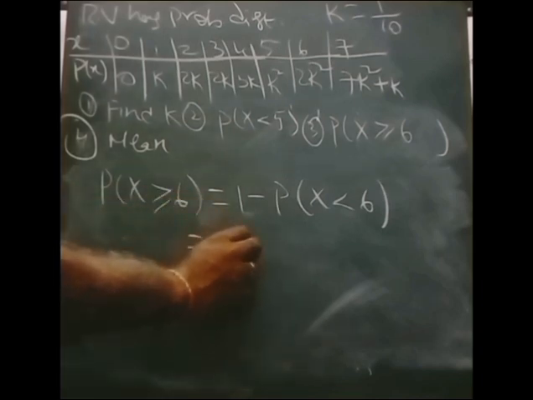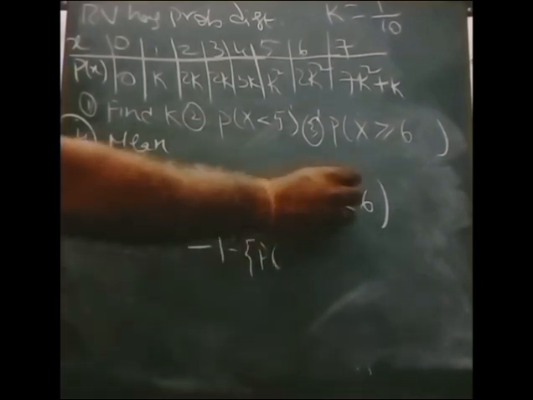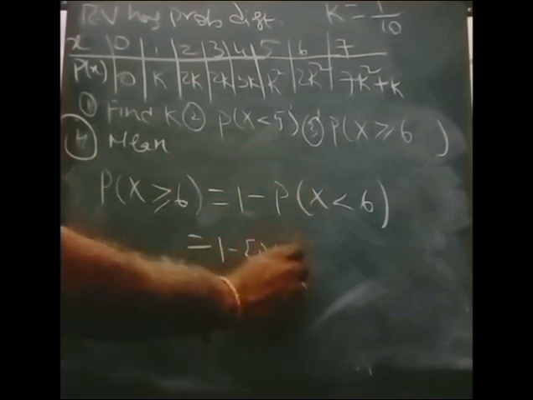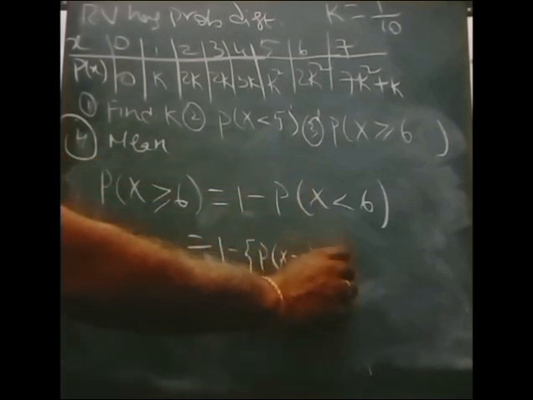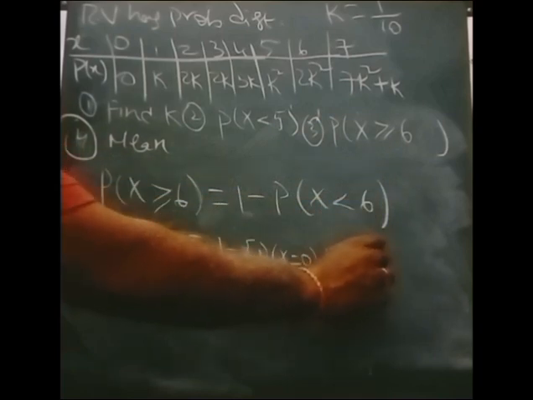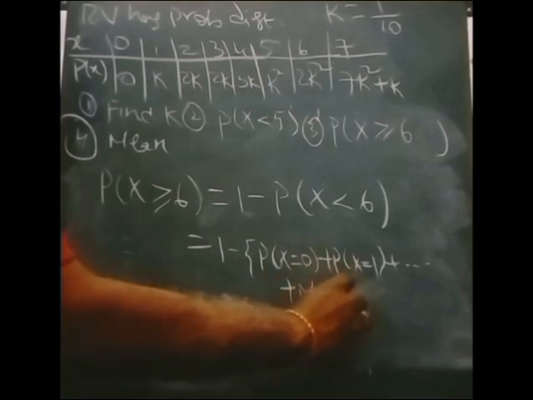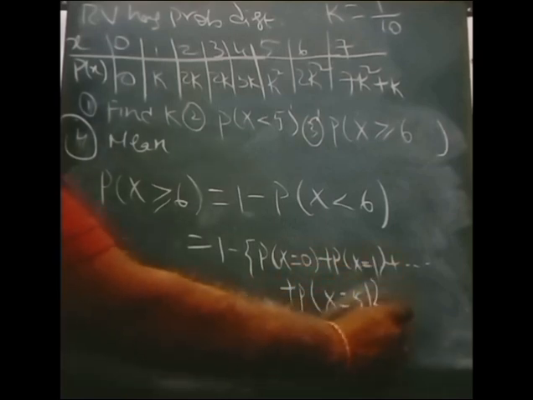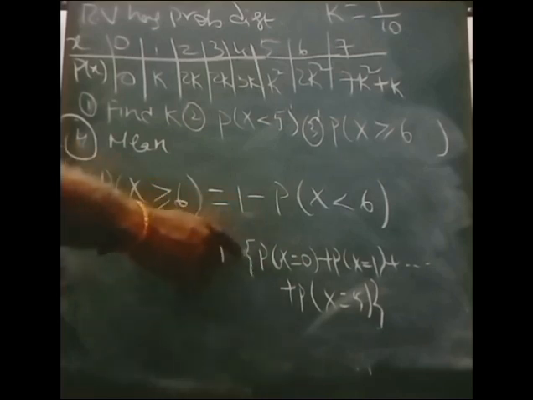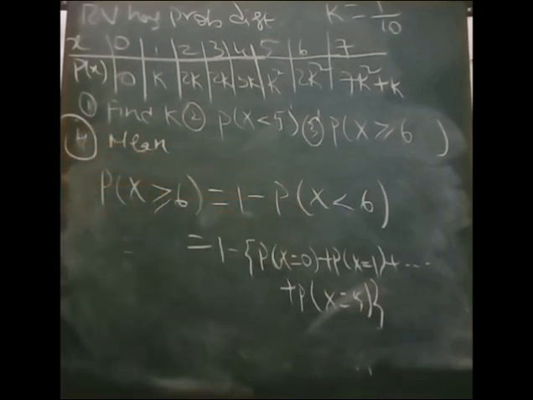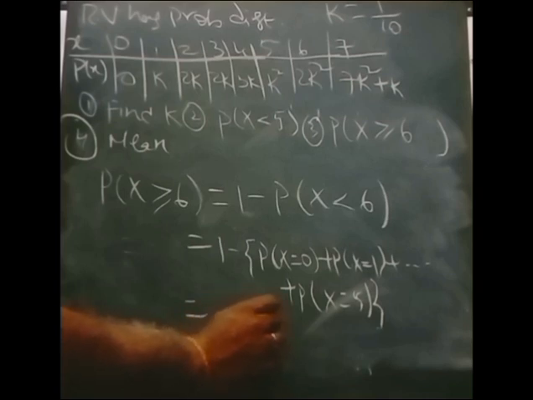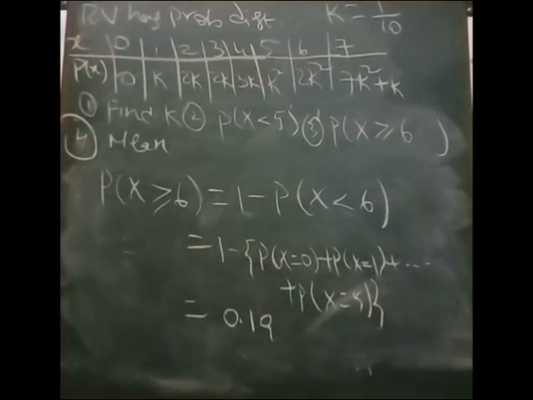So this can be taken as 1 minus the probability of x strictly less than 6, so that x may be 0, x may be 1, x may be 2, up to x equal to 5. By considering all the probable values of x from 0 up to 5 and subtracting from 1, we can get the same thing here, 0.19. So in two ways we can determine the probability of x greater than or equal to 6.